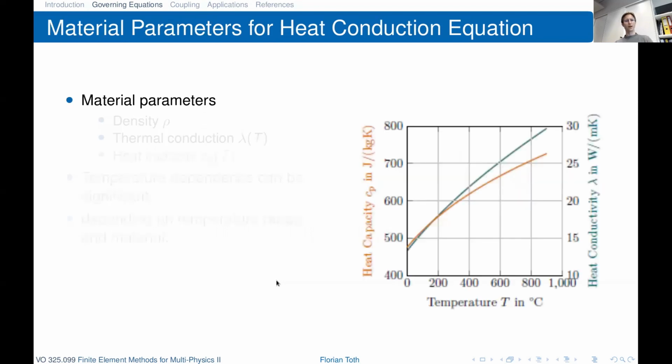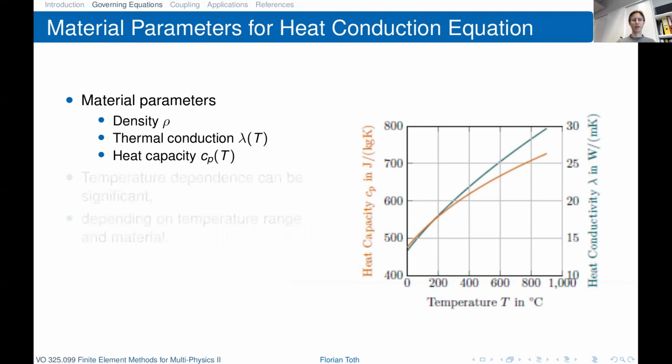Finally, we need some material parameters for the heat conduction equation. We've seen already the density in the equation. This is usually not temperature dependent. What is often temperature dependent is the thermal conduction, lambda, and the heat capacity, Cp. And here the temperature dependence can be significant. On the right-hand side, you can see a picture for a typical steel.